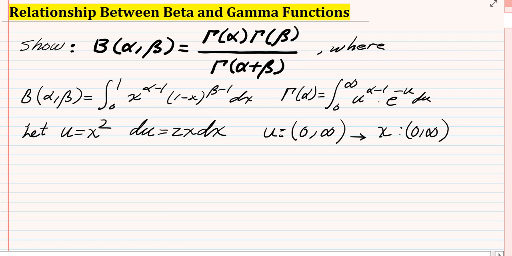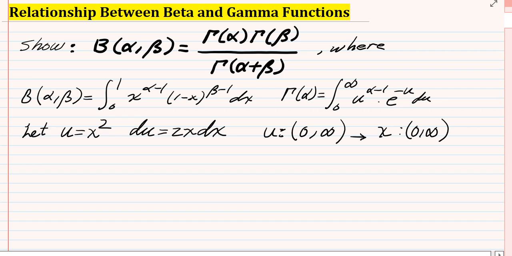So we're going to show the relationship between beta and gamma functions here. I have done at least 2 other videos where I have shown this relationship to hold, but the difference is in the transformation and how we approach establishing the relationship between the beta and the gamma function. So this is yet another way of doing this.